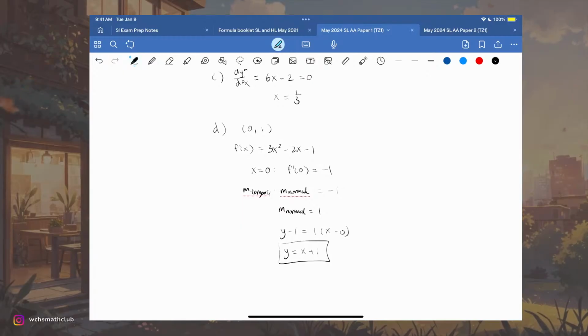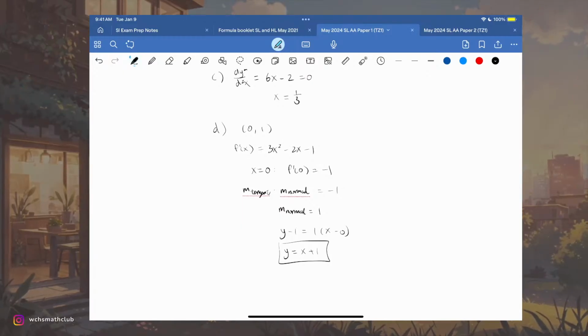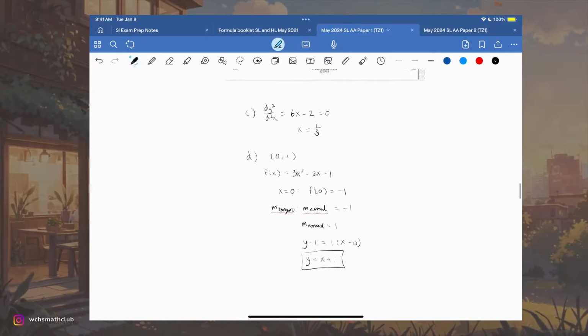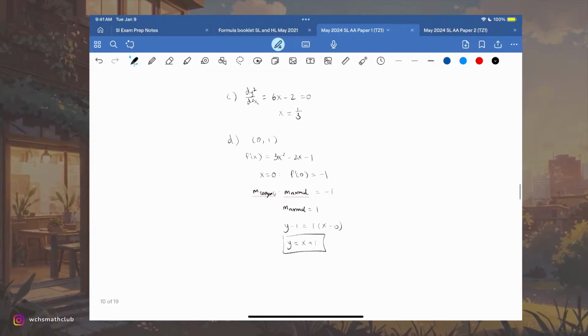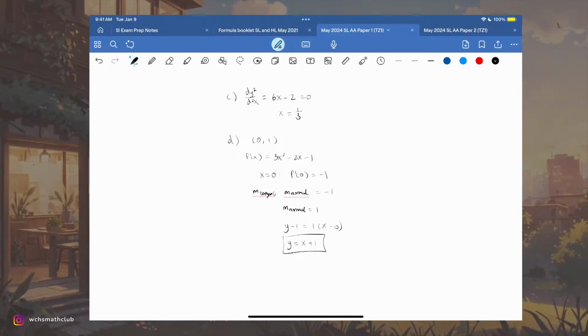Alright, that is all for the first question, section B. This question is worth 14 marks, so make sure you know how to do all the questions, all the parts, and that's some calculus. Alright, let's move on to question 8, which is the second question in this section B.